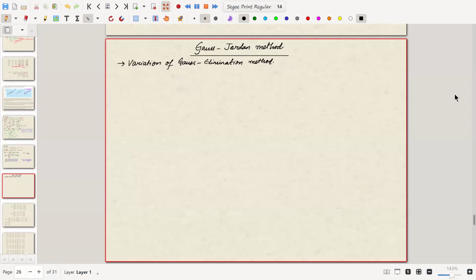And moreover, the rows are normalized by their pivot elements, so that the diagonals will be mostly ones. Let's not worry about the statements. Let's just consider an example and work through it to appreciate this method.